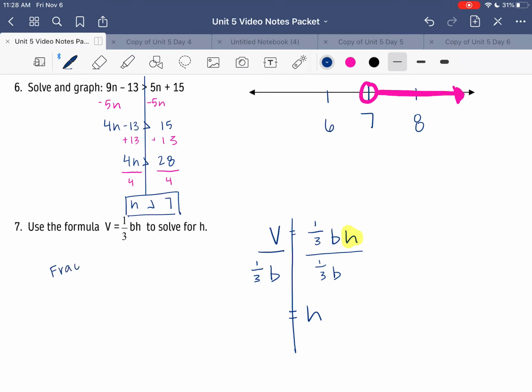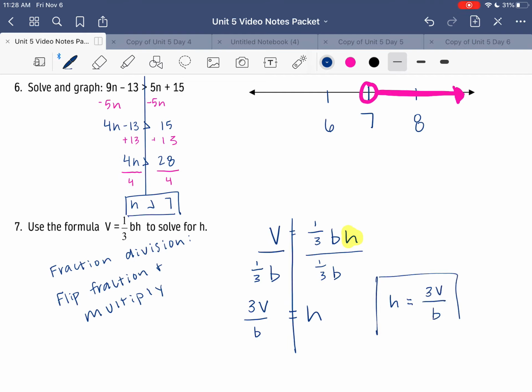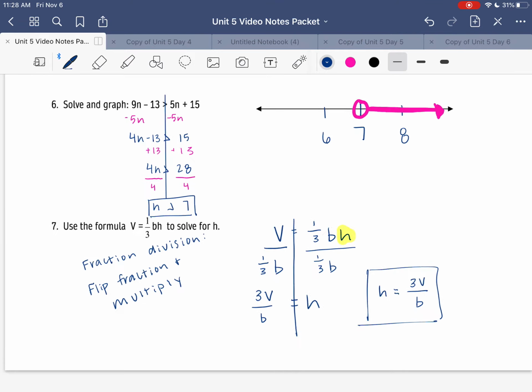So when we have fraction division, that's the same thing as flip the fraction and multiply. And the reason we would care about that, it's just going to make our answer look a lot nicer. Technically, it's not wrong. So if I flip that 1/3, that would become 3/1, which is just 3, and I treat it as multiplication. So I can write this as 3V over B. And that looks a lot nicer than having a fraction and a fraction. So H equals 3V over B.